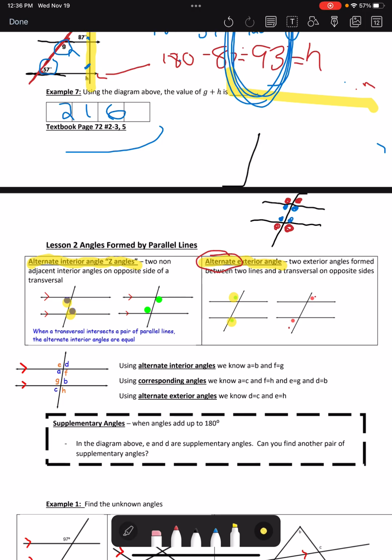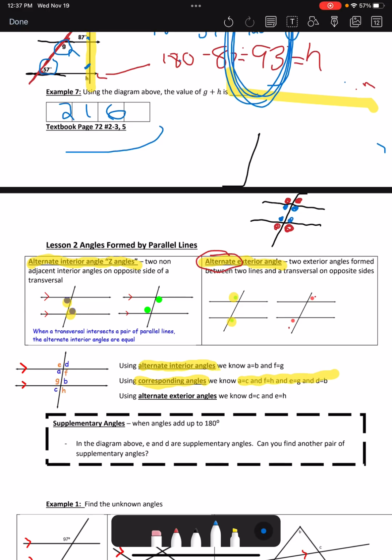All right, so alternate interior angles, we know A equals B. So these are alternate interior angles, so they are equal. Therefore, F and G are also equal. Corresponding angles, we know A would equal C, and we learned that in the last lesson. Those are what we call corresponding angles. And then G and E are also corresponding, as well as D and B, as well as F and H. So these are all my corresponding angles, and I'm going to erase that highlighter.